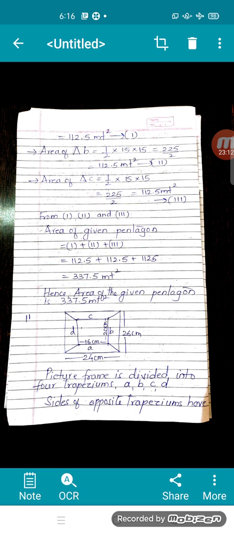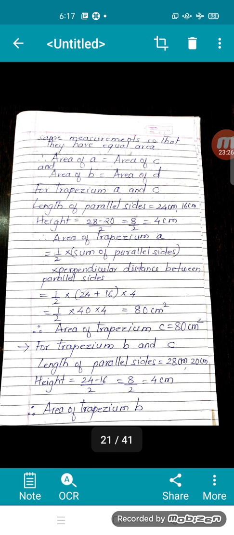Here, the picture frame is divided into four trapeziums A, B, C, D. Please see the figure again. A, B, C, D. The opposite trapeziums have the same measurements, so they have equal area. So the area of A is equal to the area of C. First point is clear. And the area of B is equal to the area of D. Make it clear.